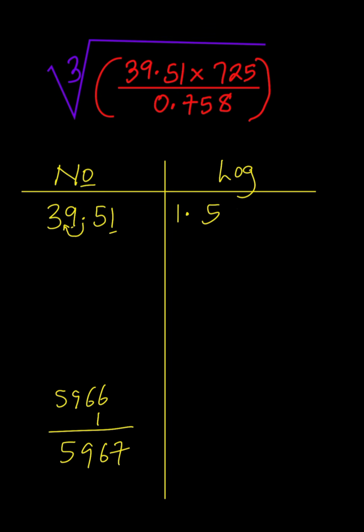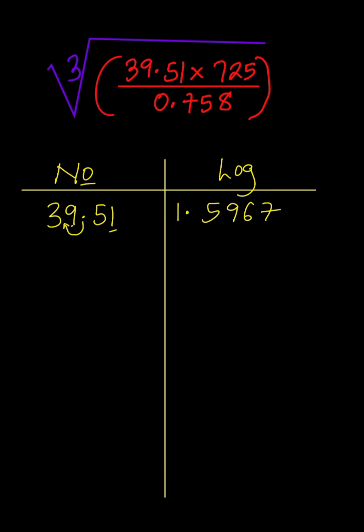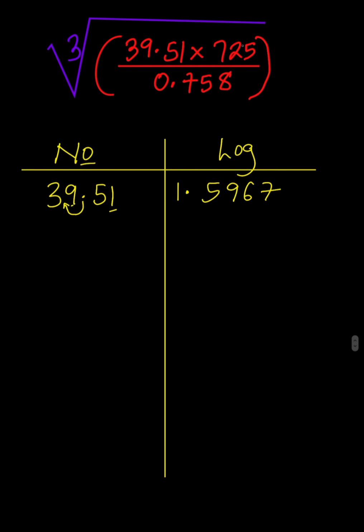So you write 5967. Then after that, leave it, bring up the next number. The next number we'll have here is 725. You write your 725. That's the next number we'll have there. This number does not have any decimal point at all. So begin from the back and move 1, 2. So we move 2 places. Hence, the characteristics is 2.